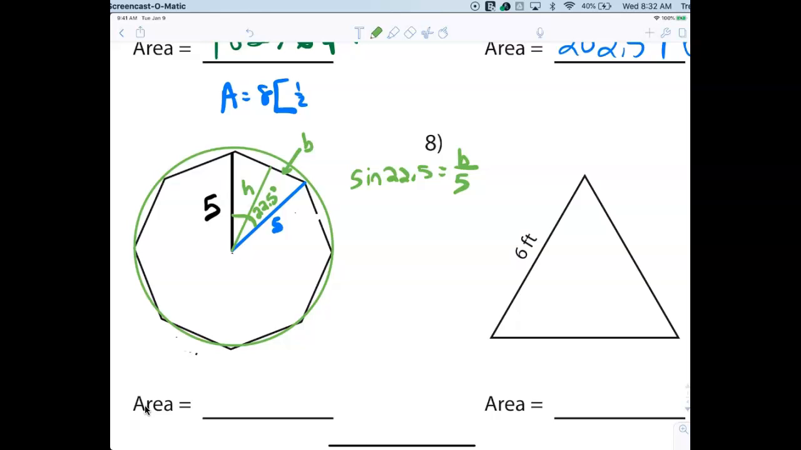All right, so now everybody should know that the base is just 5 times the sine of 22.5, which is, someone's going to tell me about what? 1.9. So everybody okay with that being like 1.9, right?